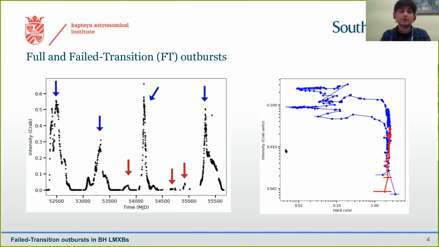Coming back to the case of GX 339-4, FT outbursts are those marked with red arrows, and you can see that in the HID, they remain in the right branch of the HID that corresponds to the low hard state.